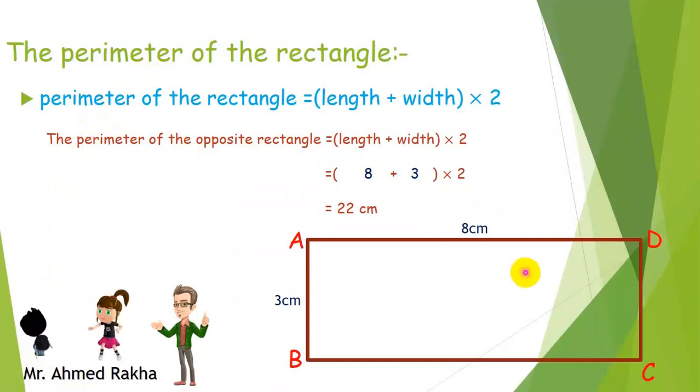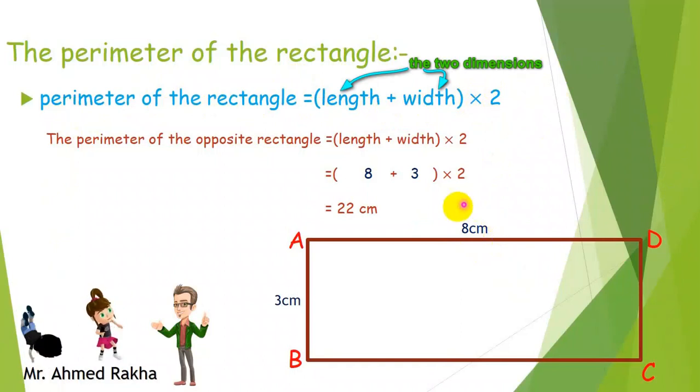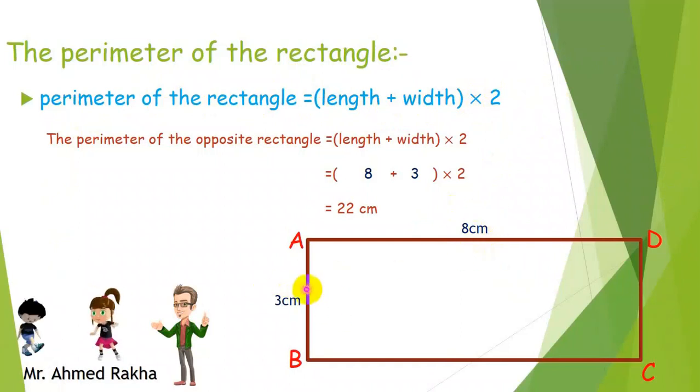Now we will calculate the perimeter of the rectangle. We have here a small rule that tells us the perimeter equals the length plus width, all times 2. That means we will add the length plus the width and then multiply by 2. The perimeter of the rectangle equals length plus width multiplied by 2. 8 plus 3 of course equals 11, and then multiply 11 by 2. 11 multiplied by 2 equals 22 centimeters. This is when we talk about the perimeter.